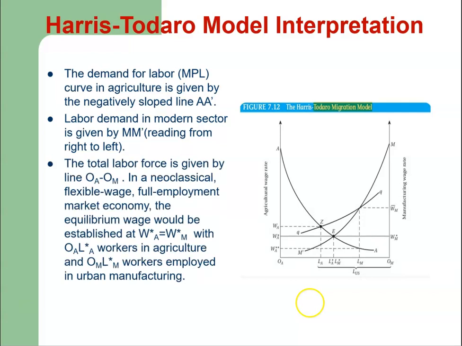In a new classical flexible wage full employment market economy, the equilibrium wage would be established at W star A, which is equal to W star M, with OA L star A workers in the agriculture sector and OM L star M workers employed in the urban manufacturing sector. All available workers are therefore employed. So this is a kind of new classical flexible wage full employment type of situation.